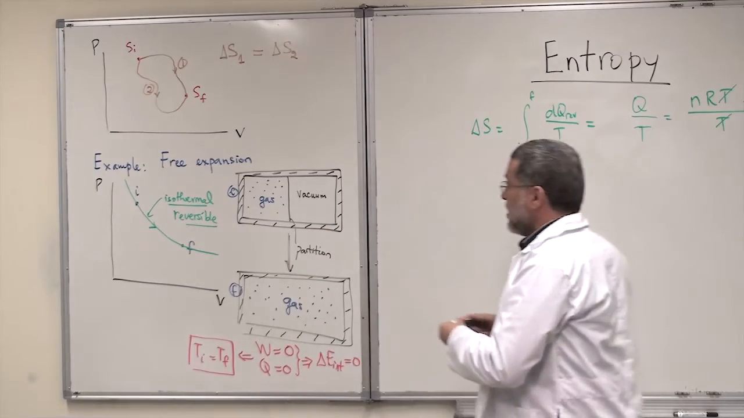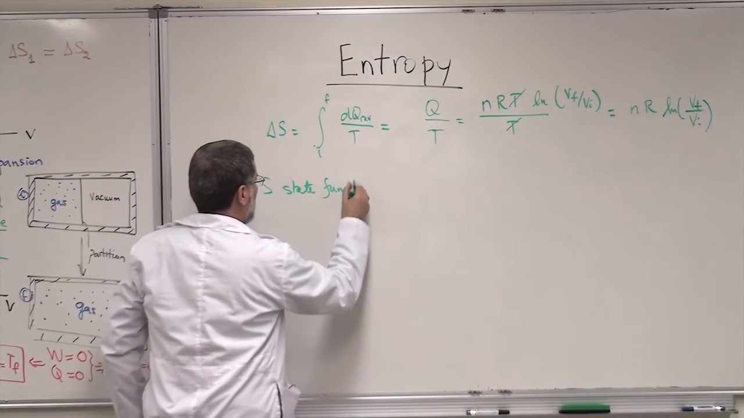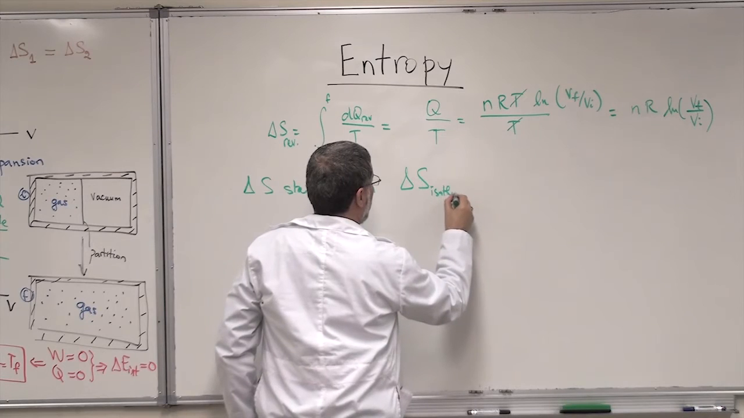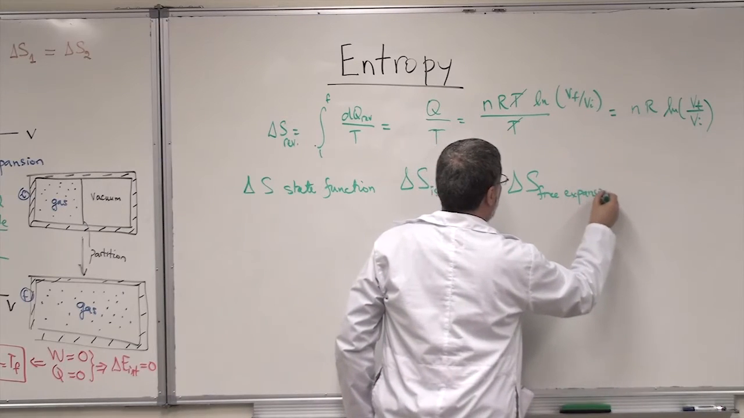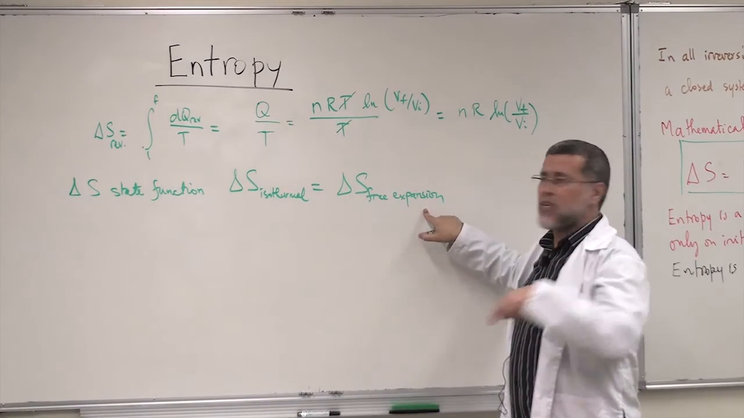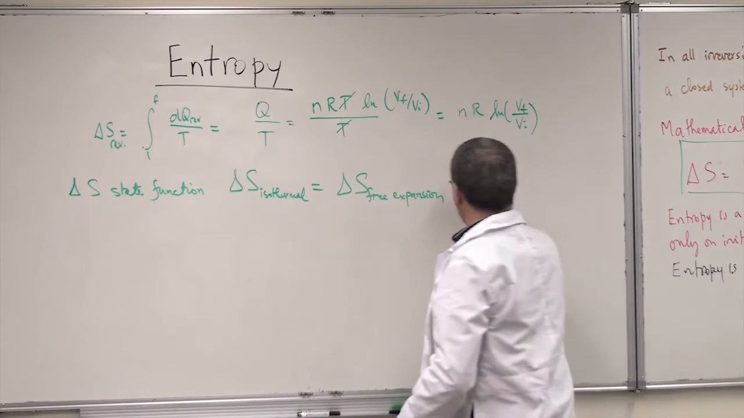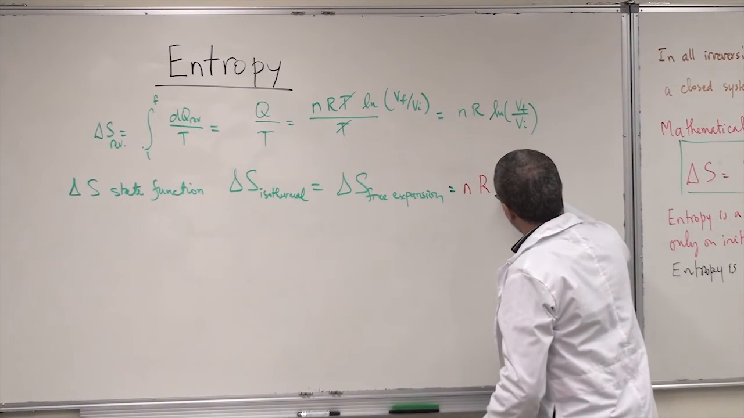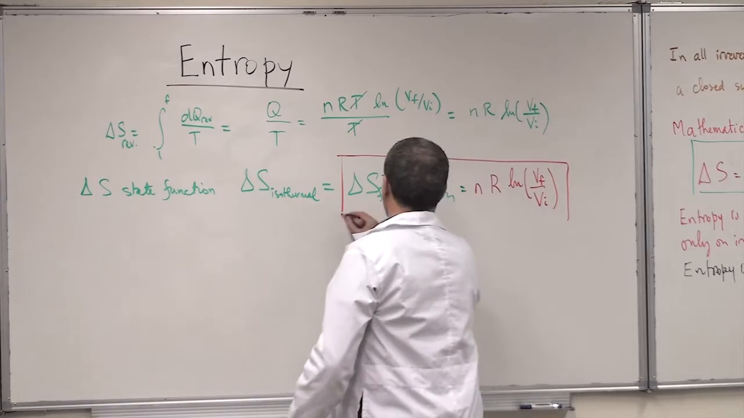Now we are going to use the fact that delta S is a state function. So I can say that for the reversible process, delta S for the isothermal process that we just calculated is equal to delta S for the free expansion. And of course, the free expansion is an irreversible process. So you see how we managed to get the delta S for an irreversible process by knowing the delta S for a reversible process by doing this integration here. Then I can write that delta S for that free expansion, which is an irreversible process, is also equal to nR ln of V final over V initial. And this is a very important result that you should know.